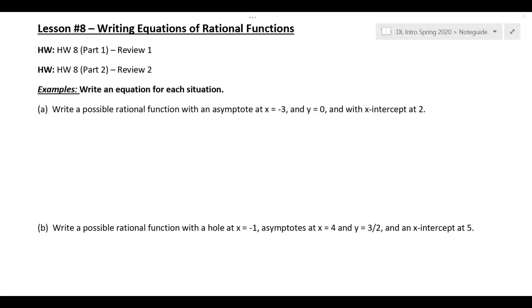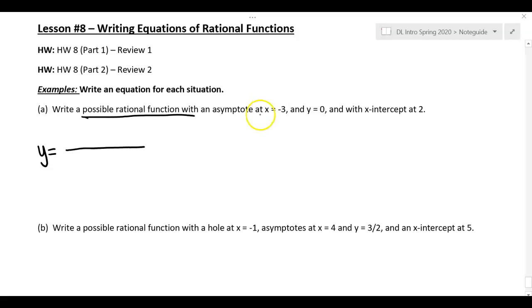Okay, last thing we have to do with rational functions is write the equations, but hopefully with all the work that you've done with finding the asymptotes, intercepts, and holes, you should be able to read these and kind of understand what's happening, and that's the approach that we're going to take. So when we're writing a possible rational function, that means there are multiple ways this could be written. Remember that rational function means you're looking to write a polynomial in the numerator and the denominator.